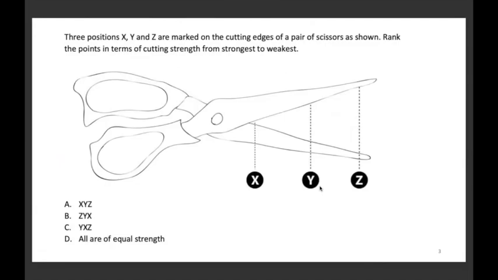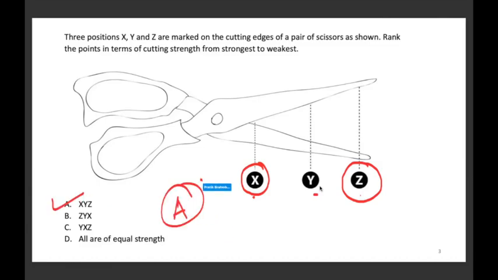Three positions X, Y, and Z are marked on the cutting edge of a pair of scissors as shown here. Rank the positions in terms of cutting strength from the strongest to the weakest. We have to rank them in terms of which is the strongest to the weakest cut. In this case, the strongest cut will happen here, which is the X position, and the weakest cut will happen here, which is the Z position. So the sequence will be X, Y, and Z. So A is the correct option here. Okay, we'll move to the next one.